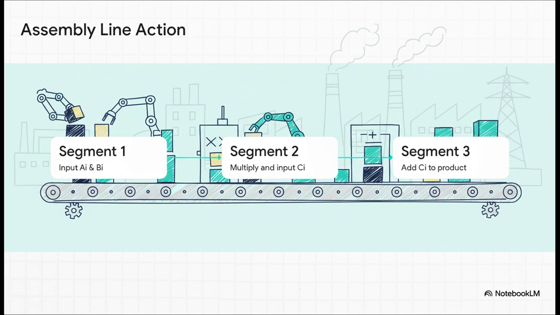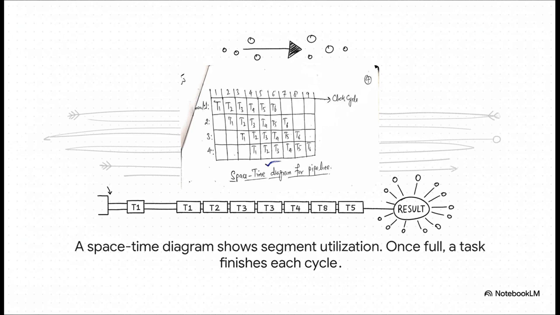Then the second segment takes those numbers, multiplies them, and also loads C. And finally, the third segment takes that multiplication result and adds C to it. See? Each segment is just one station on our little assembly line. And this is the big payoff. This illustrates it perfectly. Look at the diagram.